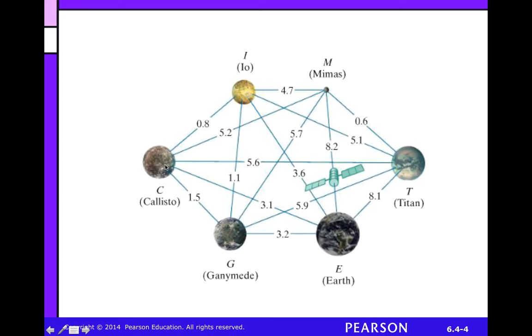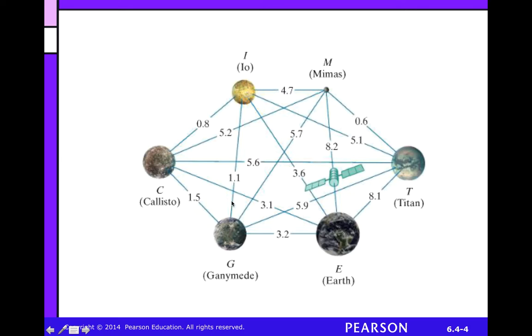So we're at Callisto. Now we have 1.5 versus 3.1 versus 5.6 versus 5.2 versus 0.8. Okay, so just suppose for a second this 3.1 were the smallest. The only point I was going to make was you don't go back to Earth yet, right? So you never retrace your steps when you're doing this. So we've gone from E to C, and now we can't go back to E. So the cheapest thing we can do now is go to Io, which is 0.8 away.